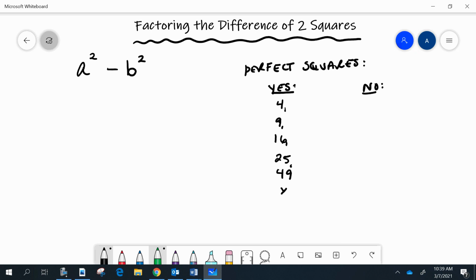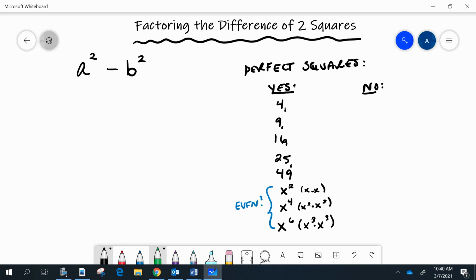Now, variables like x squared are perfect squares. X to the fourth is a perfect square, right? Because it breaks down into x squared times x squared. X to the sixth is considered a perfect square because it breaks into x cubed and x cubed. So what we see here are all of the numbers are perfect squares, but all of the exponents are even.